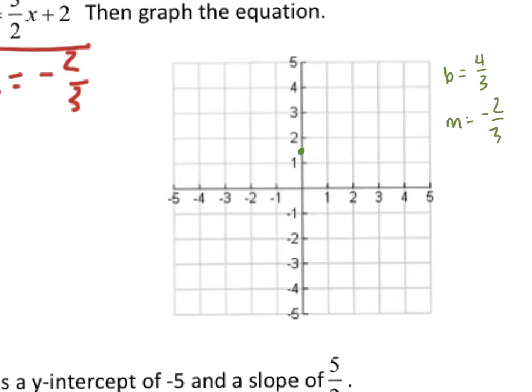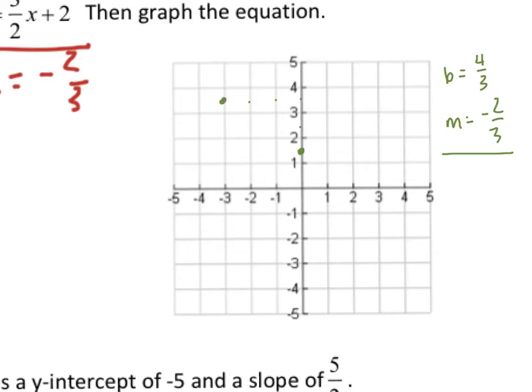So now I graph my slope of -2/3. This is a negative slope, so I'm always going to rise. I rise all the time. Some teachers might tell you you're going to go down first. I always go up, and if it's positive, I rise and go right. If it's negative, I rise and go left. Since this one's negative, I'm going to go up 2, and then go to the left 3.